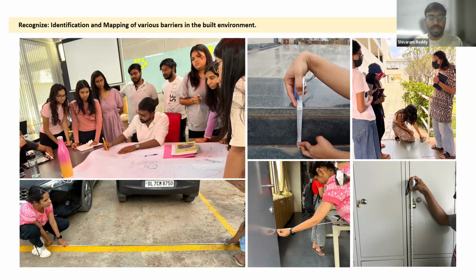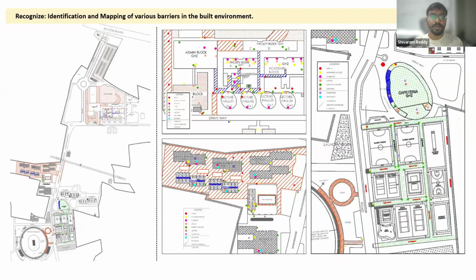So now we have taken up a controlled built environment, which is the university setup divided into three parts, and we divided all the student groups into three groups, and they started identifying and mapping all of these barriers in the built environment. So the output looks something like this, wherein there are multiple parameters and classifications of barriers that students have identified and then mapped on the site plan.